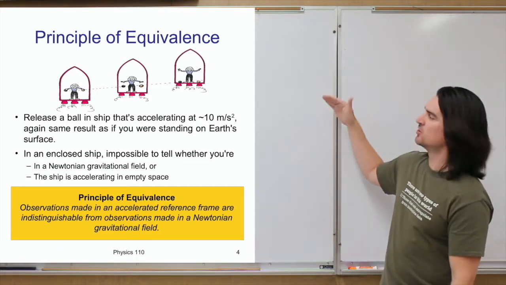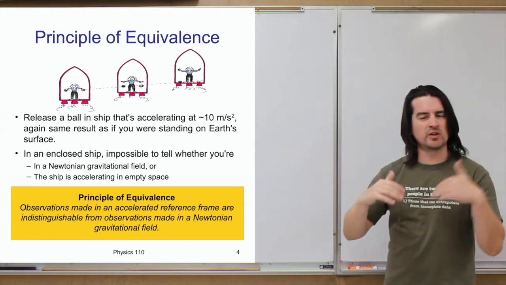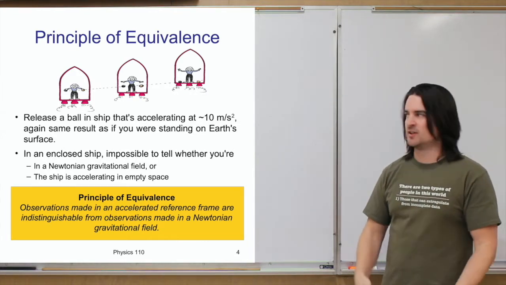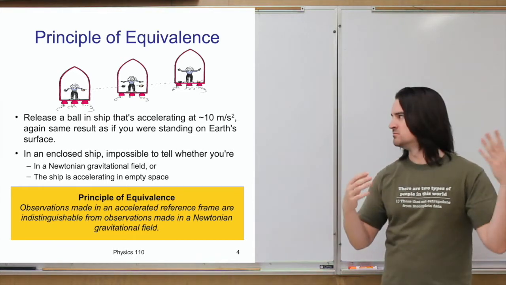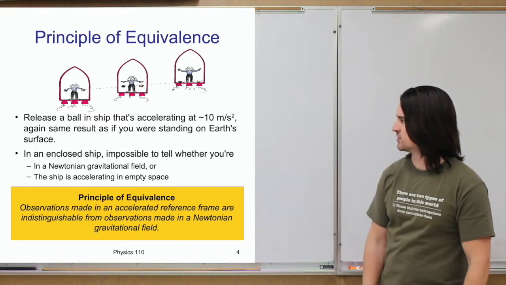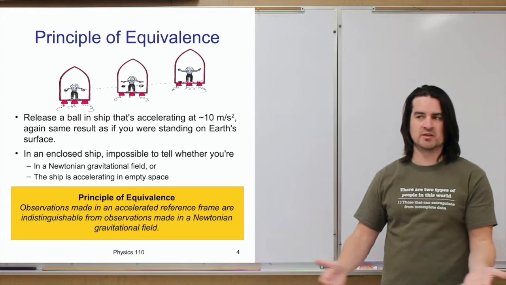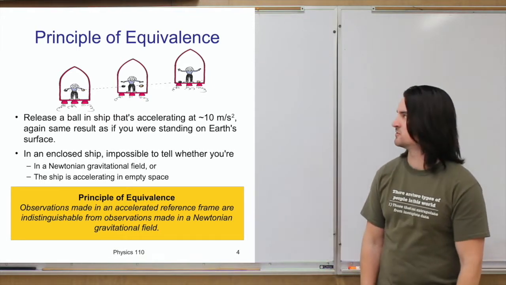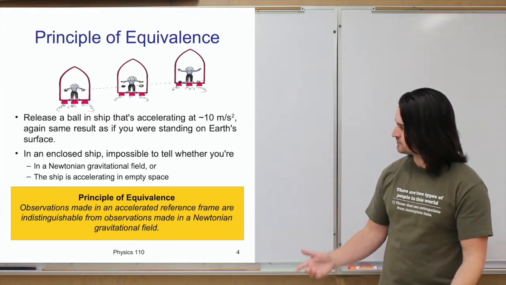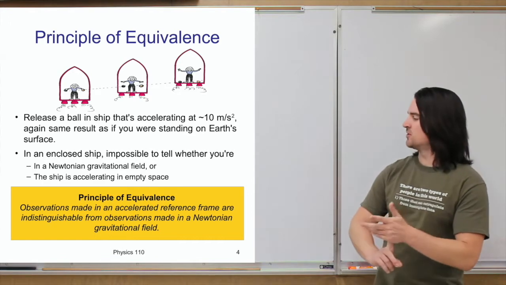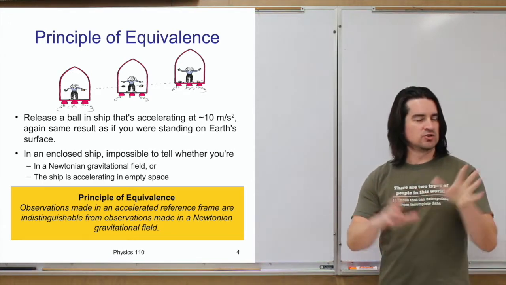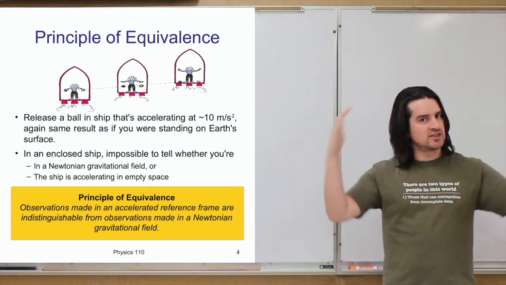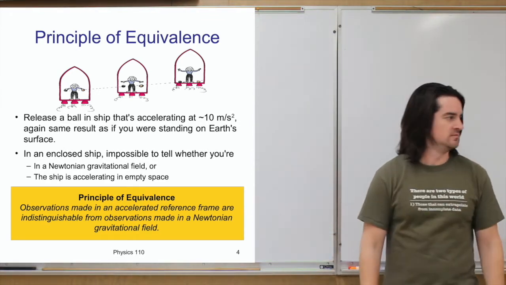Your spaceship could accelerate at different rates, and then it wouldn't feel like you're in Earth's gravitational field. If it was accelerating faster, you'd feel like you're in a stronger gravitational field, maybe like Jupiter's. If it's accelerating slower, you'd feel like maybe you're in the moon's gravitational field. But whether you're in a specific gravitational field or just in an accelerated reference frame, assuming that you can't see anything outside of the spaceship, there's no way to tell the difference.